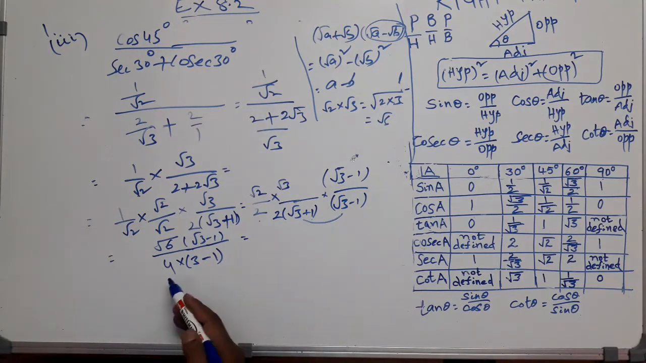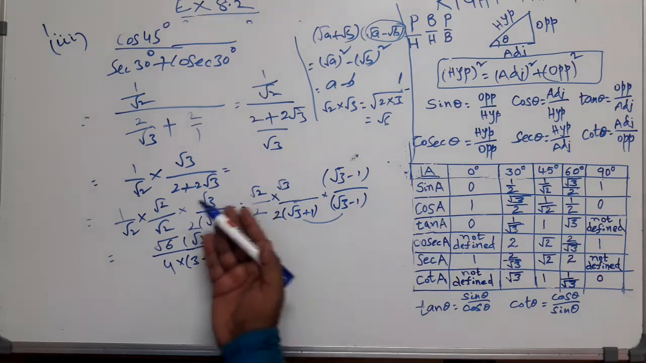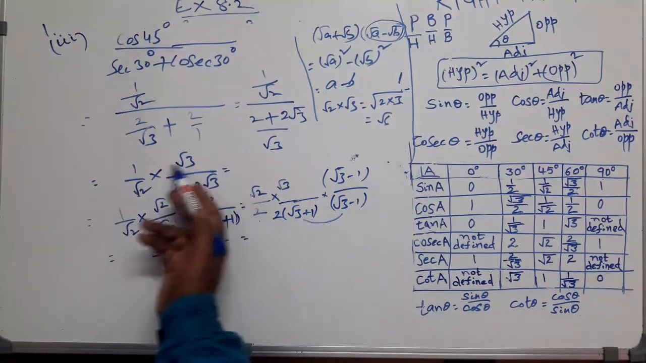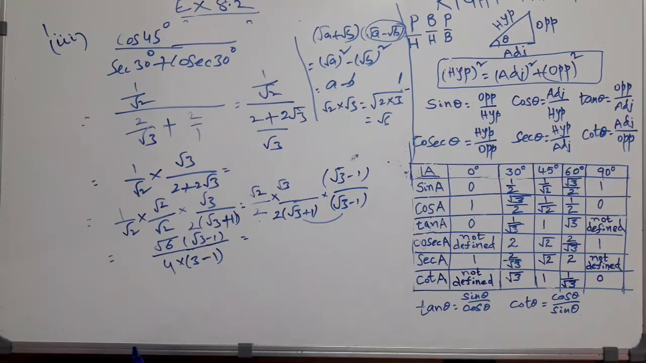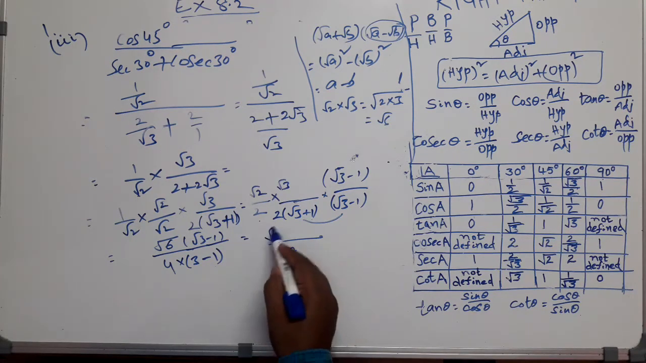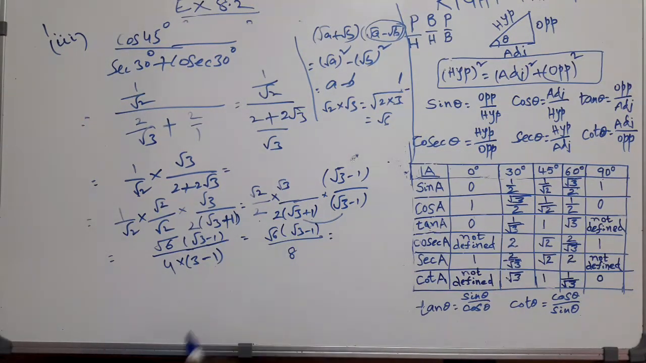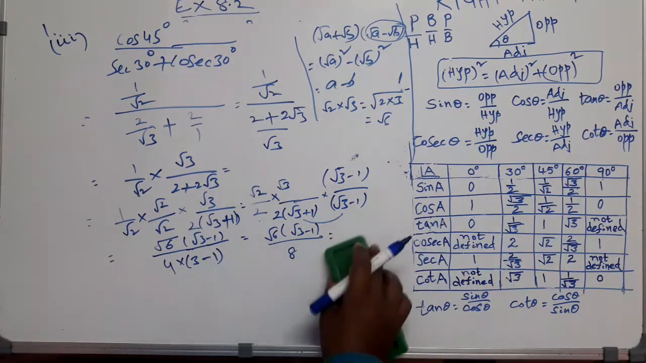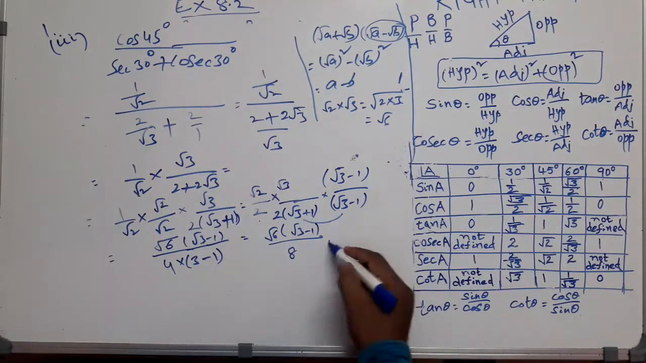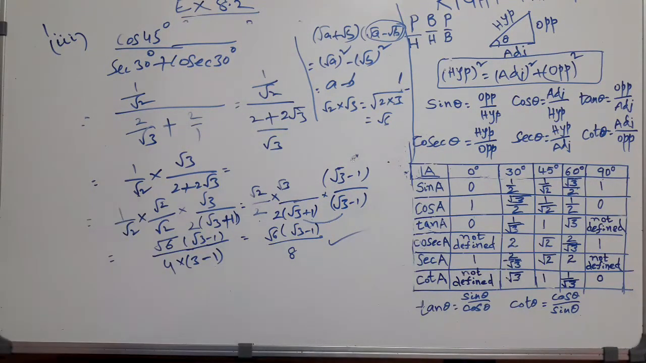Yes. Now see the denominator. The denominator has become a rational number now. So you have rationalized this complete denominator in this way. Of course, let us simplify further. What is the denominator here? 3 minus 1 is 2. 2 multiplied by 4 is 8. This is root 6 multiplied by root 3 minus 1. We can leave it like this, that's all. So this is the answer for part 3.